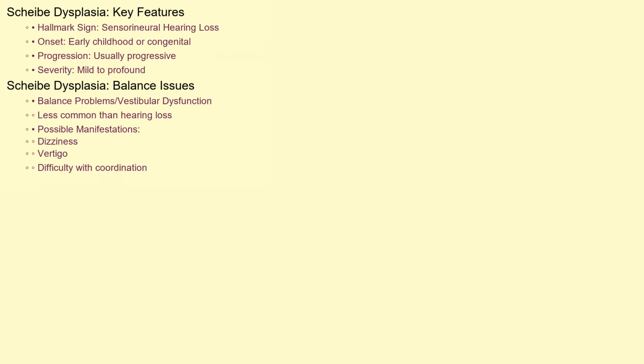The hallmark sign of Scheibe dysplasia is sensorineural hearing loss, which is usually progressive, starting from early childhood and sometimes even present at birth. The severity of hearing loss can vary, ranging from mild to profound. While hearing loss is the predominant symptom, some individuals may also experience balance problems or vestibular dysfunction. Although this is less common, these balance issues can manifest as dizziness, vertigo, or difficulty with coordination.